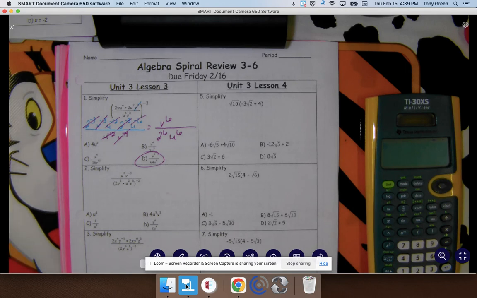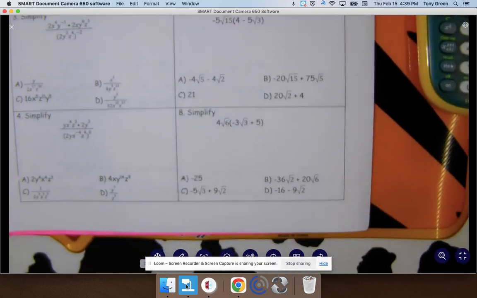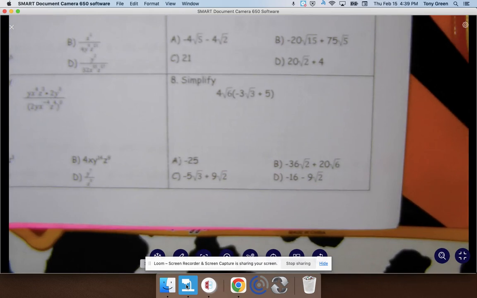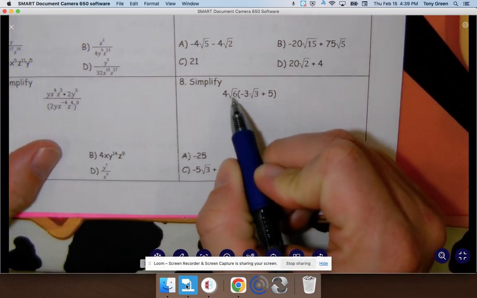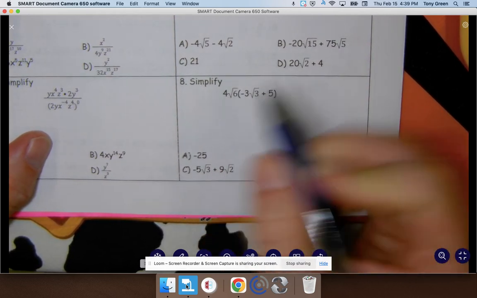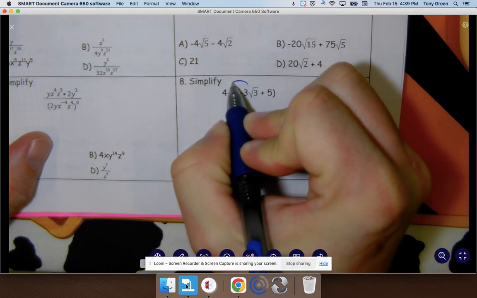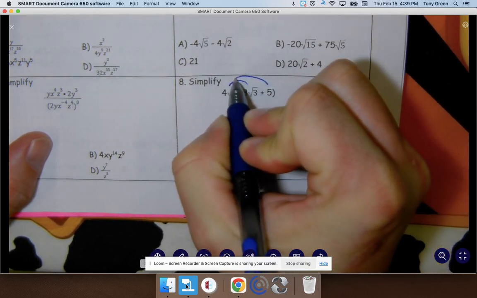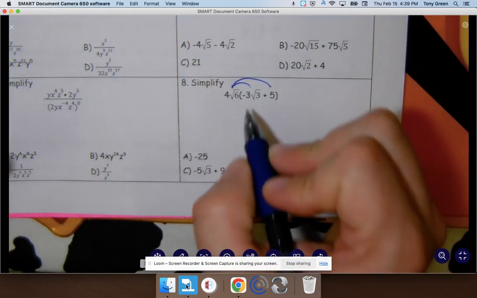All right, I'm going to show you how to do number 8. I'm going to show you how to do it 2 different ways. First, we'll do it by hand, and then I'll show you how to type it in the calculator. Okay, so 4 times square root of 6 is being multiplied by everything in the parentheses. So negative 3 square roots of 3 plus 5. So we want to multiply everything by 4 square roots of 6. So we're just going to distribute that 4 square roots of 6 into the parentheses.